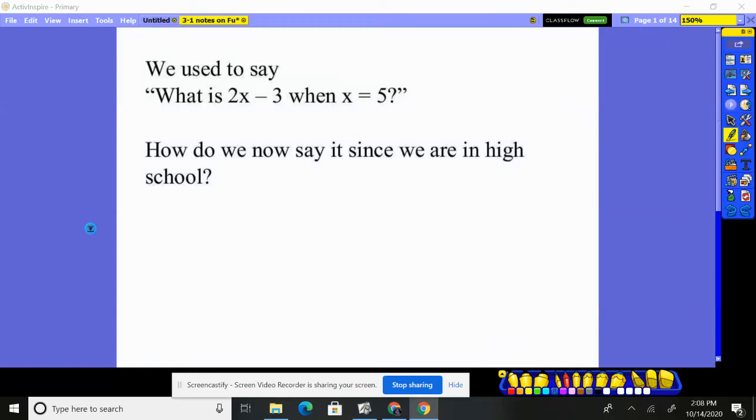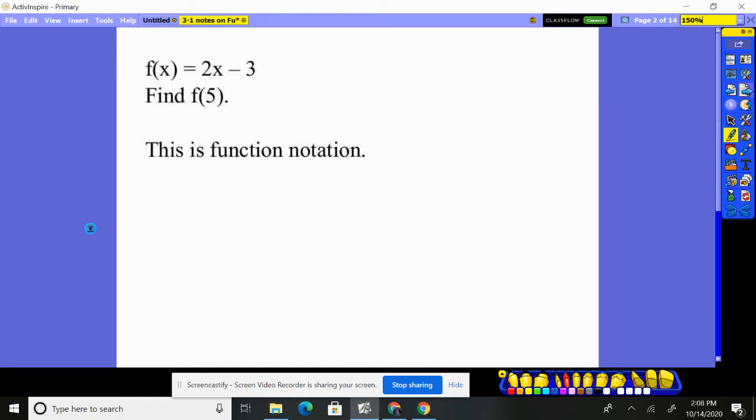All right, we used to say, hey, what is 2x minus 3 when x is 5? And you would plug 5 in and go, oh, 2 times 5 is 10, 10 minus 3 is 7, that's the answer. Well, how do we say it now that we're in high school? We would say it like this.